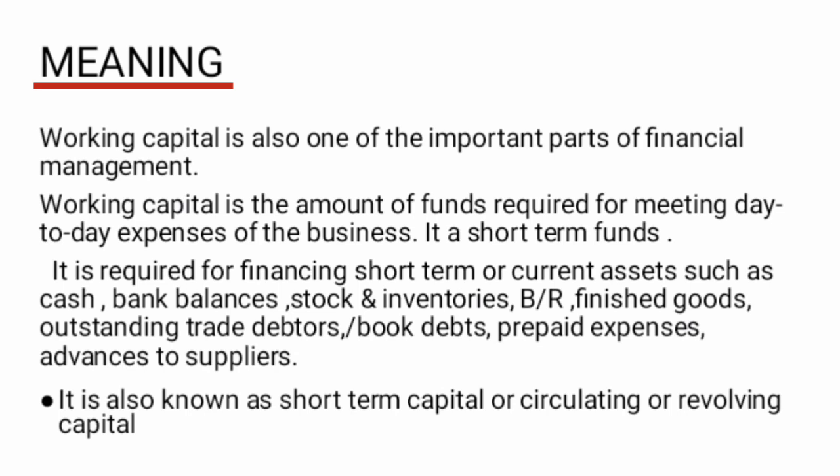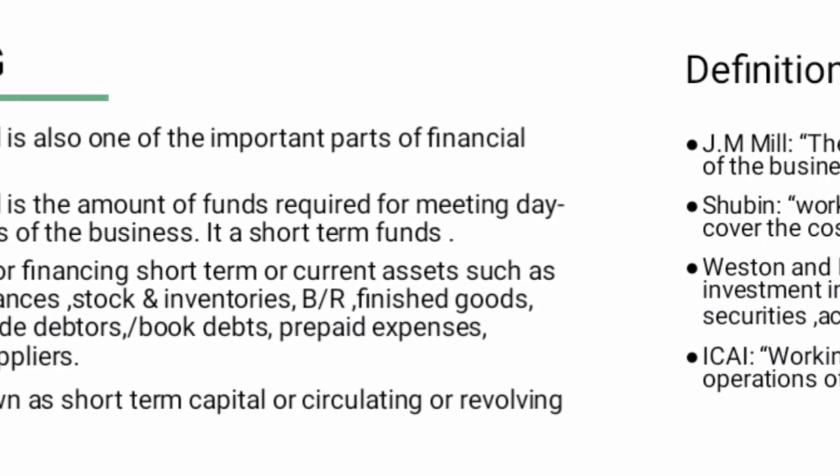outstanding trade debtors, and book debts. Outstanding means that they should be not more than 1 year. Next, prepaid expenses, advances to suppliers. And this working capital is also known as short-term capital or circulating or revolving capital.